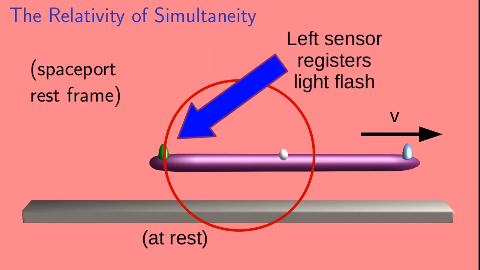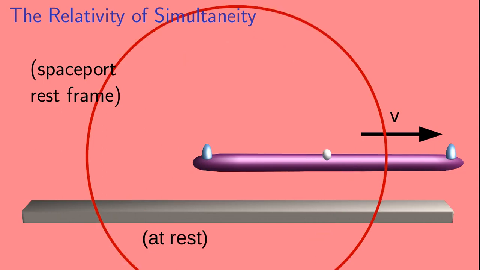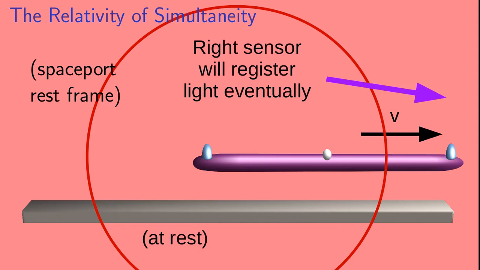The left sensor registers the light flash. The light front continues moving out from the location of the initial flash. The light front will catch up with the right sensor eventually, and the right sensor will register the flash.